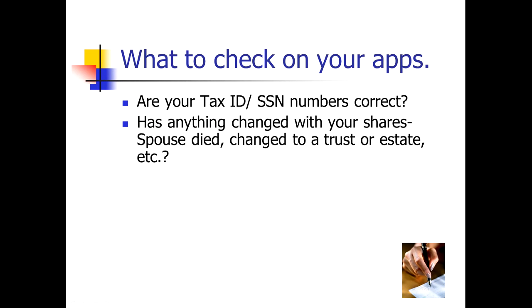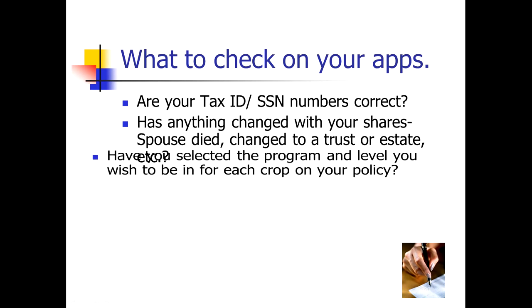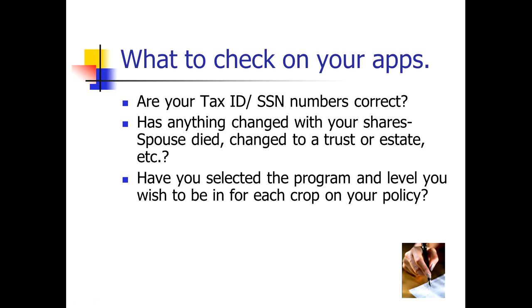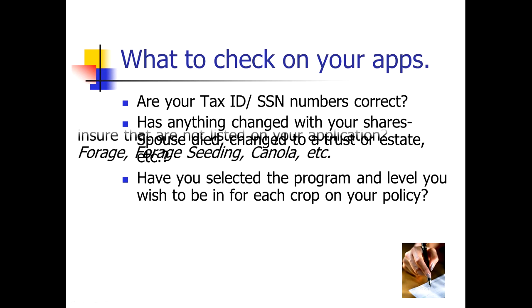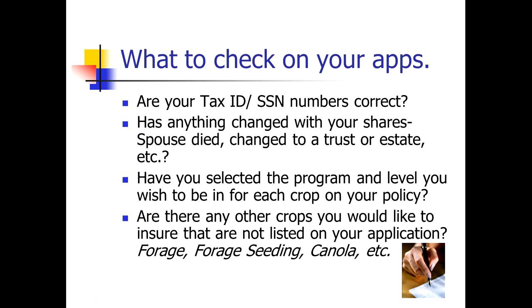Has anything changed with your policy? Basically, the biggest changes that usually happen is maybe someone died, maybe one of your shares had passed away. It maybe is changing from an individual to a trust or an estate because of a death, or maybe you incorporated during the year. We need to know those things because we have to match the FSA on all of this stuff. So have you selected the program and level you wish to be in for your crop policy? And are there any other crops you'd like to add that aren't insurable or maybe aren't listed on your application?